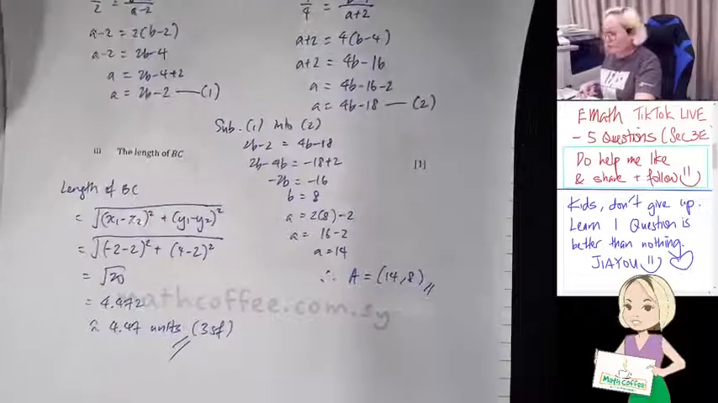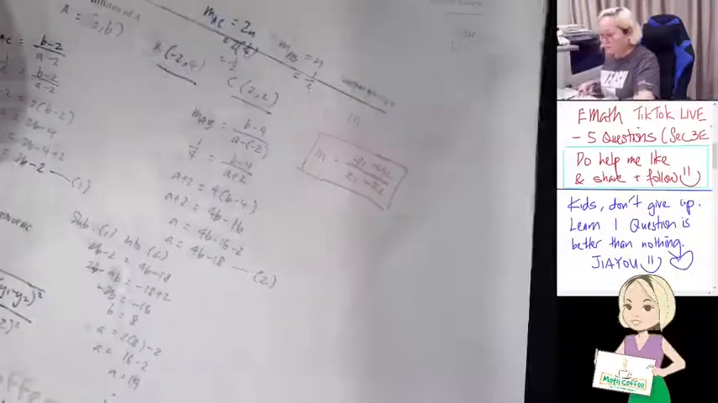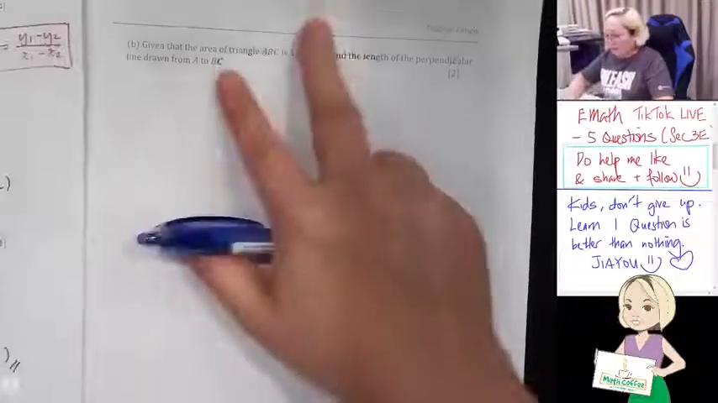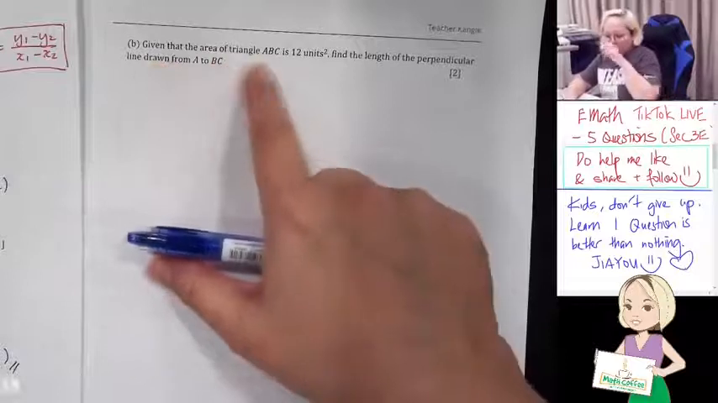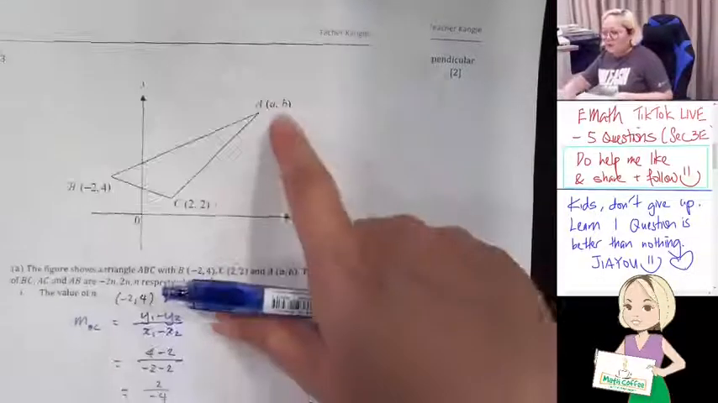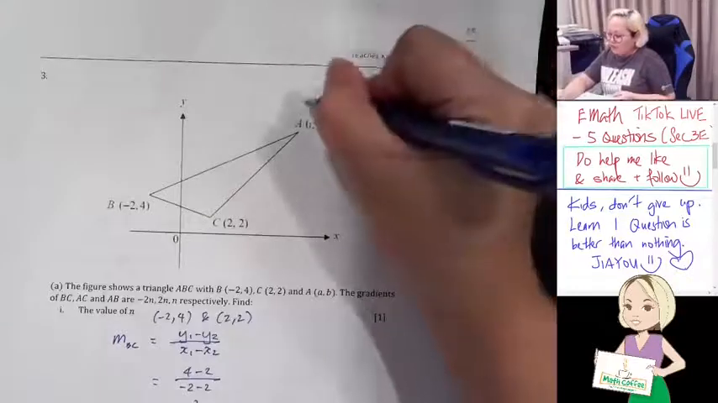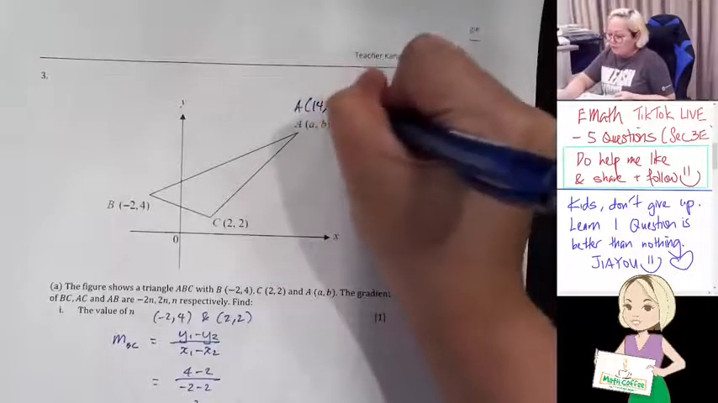Okay, so we are not done with coordinate geometry. I think there's still one last part. Yeah, over here. They say that given that the area of the triangle ABC is 12 units. So now let's look back at the diagram. I need to update the diagram. Just now my A and B was 14.8, right? So I will write here 14.8.